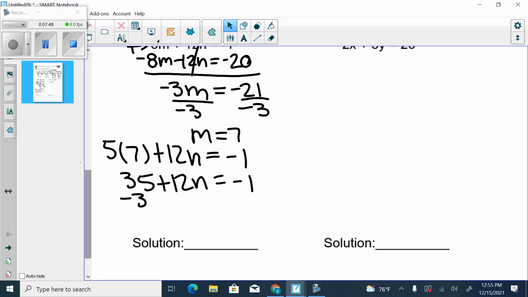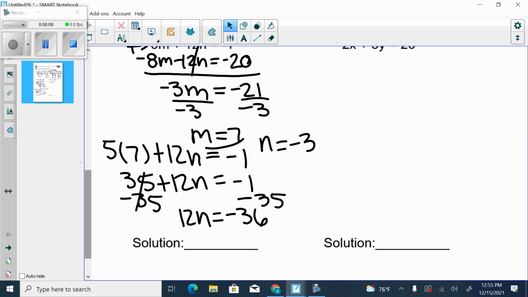Okay. So I have 12n is equal to, right, and then what do I do? Divide. So n is equal to, all right, so there's my m, there's my n. Which one comes first? M. So we got 7, negative 3. Okay. All right, one more.